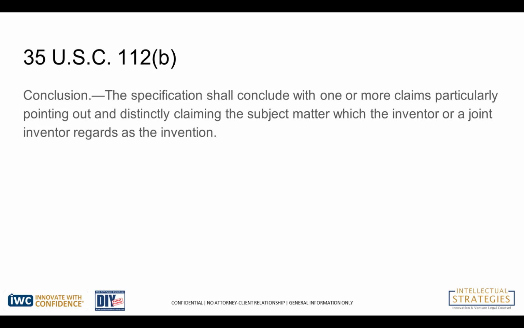Several other sections also apply to the claims. These are all shown in Section 112. We've talked about part of 112 before. These subsections all relate directly to the claims. 112b specifically requires that the specification must include claims that particularly point out and distinctly claim the subject matter of your invention. That goes back to the definiteness requirement we've discussed previously.